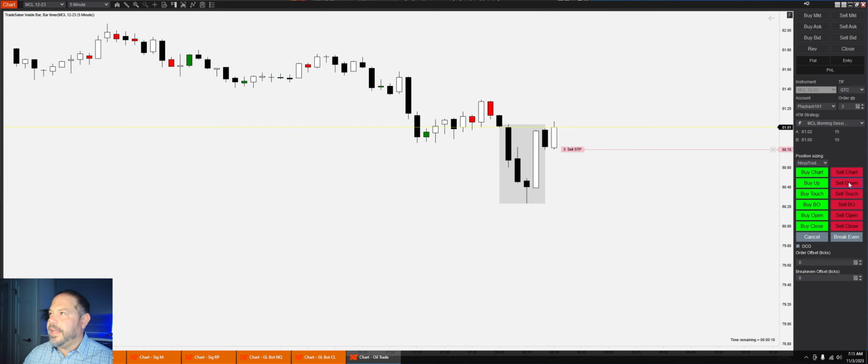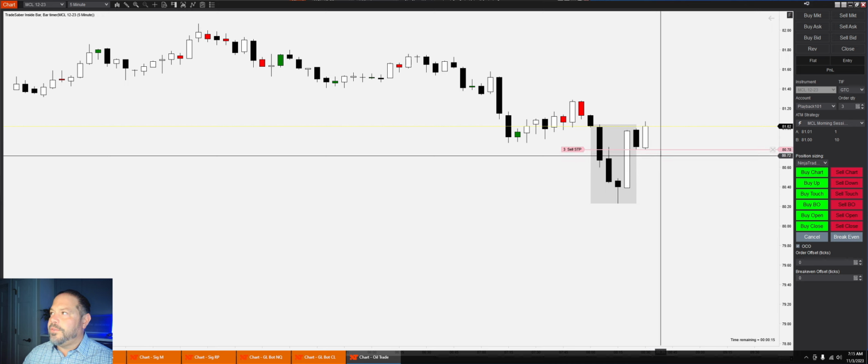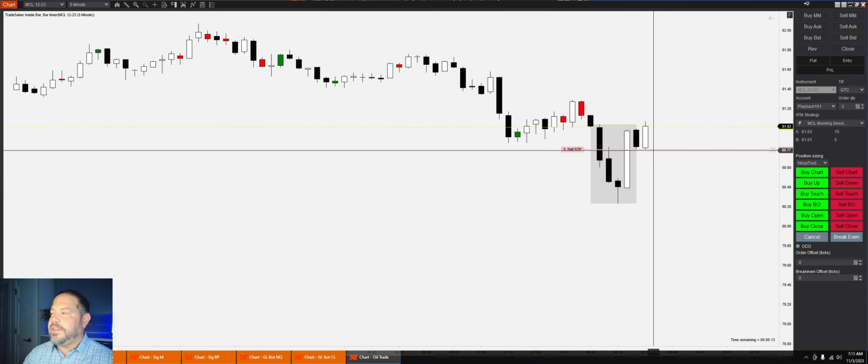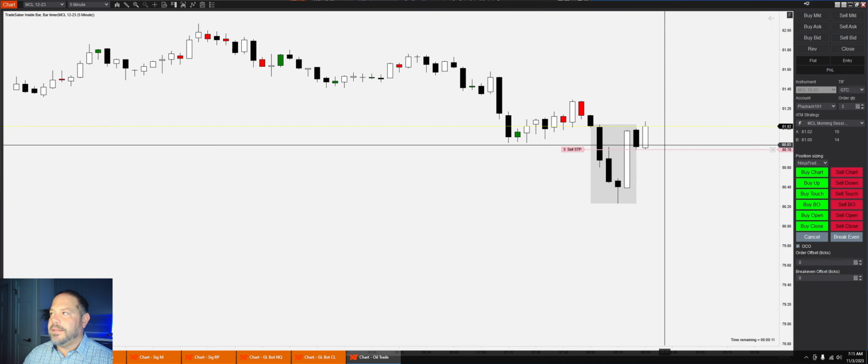I could just click sell down, submitted, and this order is going to go to the bottom of this wick, and it's just going to follow the next bottom of this wick.